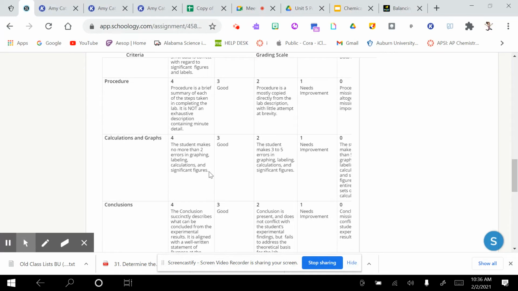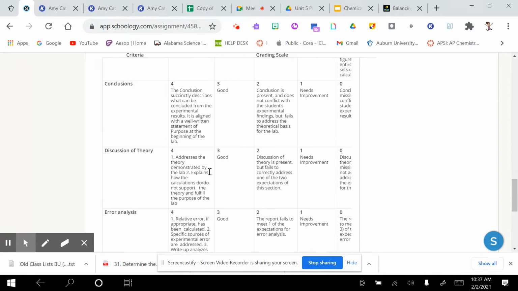Calculations and graphs, that's going to be your Google Sheet too. All your calculations for turning grams into moles, for doing percent error, for the graph, all that needs to be in the report. You can put it on your Google Sheet and just attach the link. That would be the easiest thing to do. Or you can actually type it out in the paper.